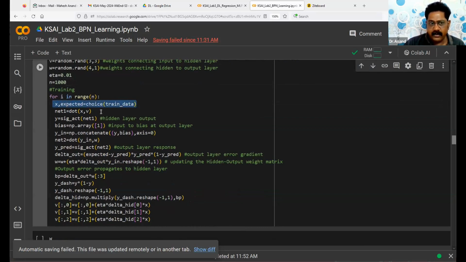Randomly we pick a record, we calculate net at hidden, output at hidden, adding the bias, concatenating the bias, net at output, Y cap. At this stage, we compute Y cap. This is the place we got 75% probability for the third record with the target one, right? And then we computed delta O, Y minus Y cap into Y cap into 1 minus Y cap. Using delta O, we adjusted the weight matrix.